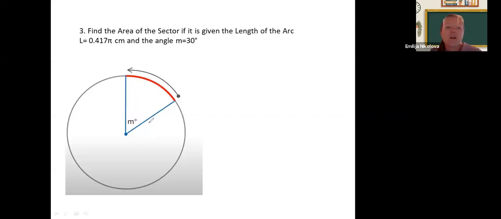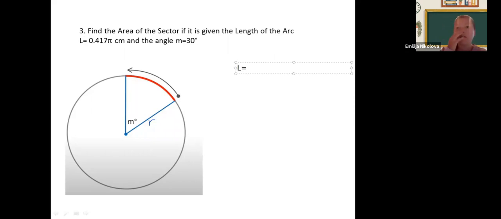Okay, then I can start. We are missing the radius because the radius is important, we need it in everything. That's why we have the length of the arc and as well the angle, so we can find the radius. When we find the radius, we will have the radius and the angle and we can find the area, okay? So first, let's write down the formula again.